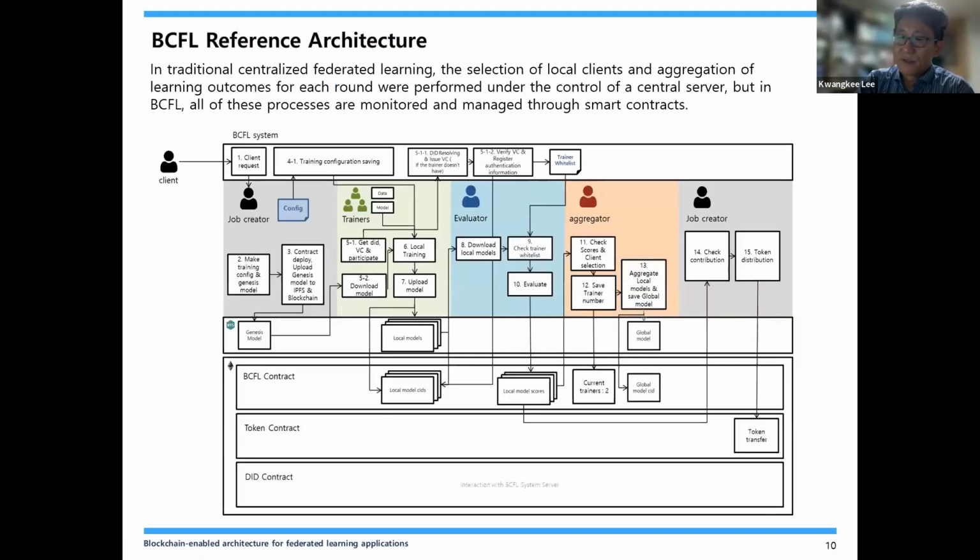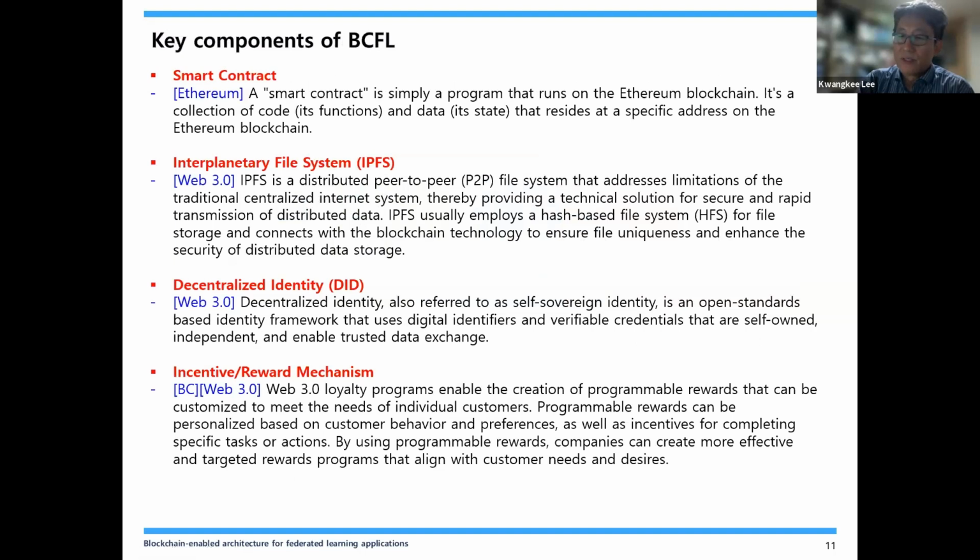One big difference of BCFL is that in traditional federated learning, the selection of local clients and aggregation of learning outcomes are performed under the control of the central server. But in BCFL, all of these processes are monitored and managed through the smart contract. Core ingredients of BCFL include smart contract, IPFS, DID, and incentive reward mechanism, etc. They are all rooted in blockchain, Ethereum, and Web 3.0, but are defined and reused for BCFL.